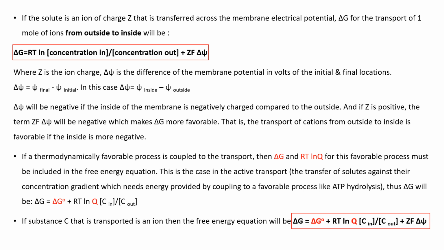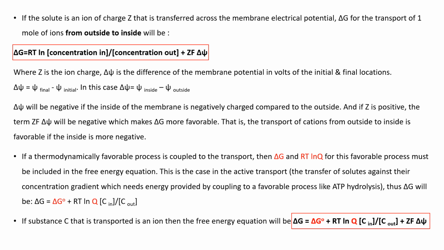When delta phi is negative, that is, if the inside of the membrane is more negatively charged compared to the outside, and if Z is positive, the term ZF delta phi will be negative. This will make delta G more negative and more favorable. That is, the transport of cations, which have a positive charge, is favored from the outside to the inside, if the membrane is more negative on the inside.